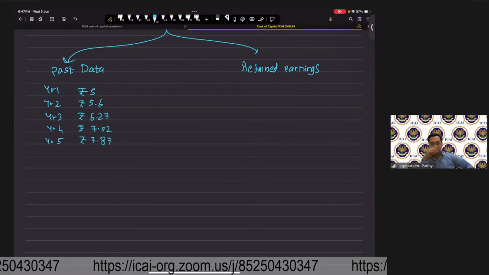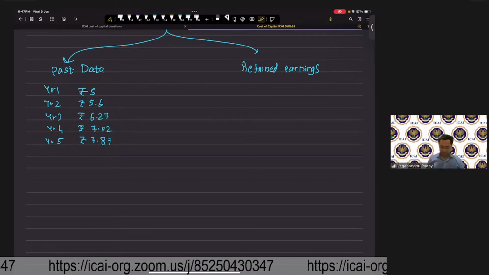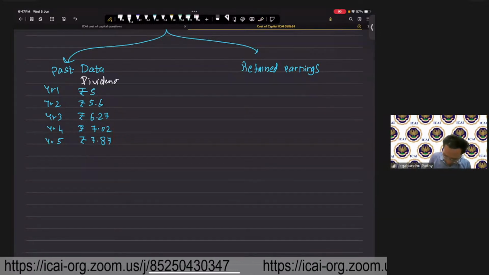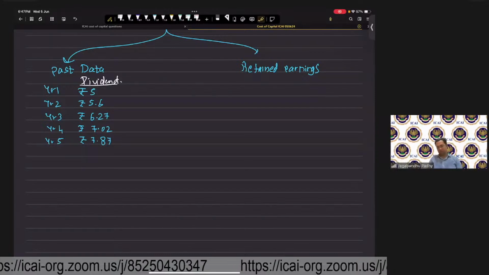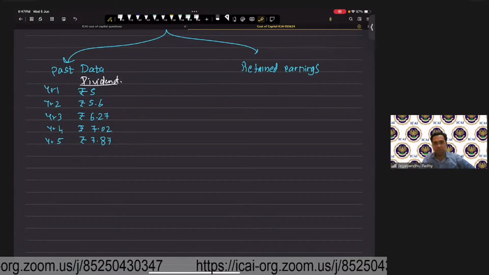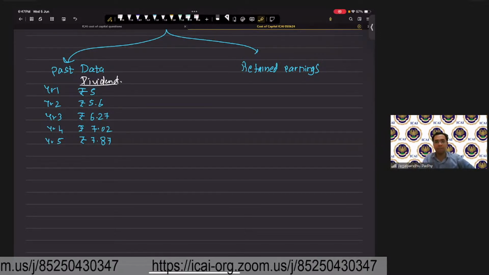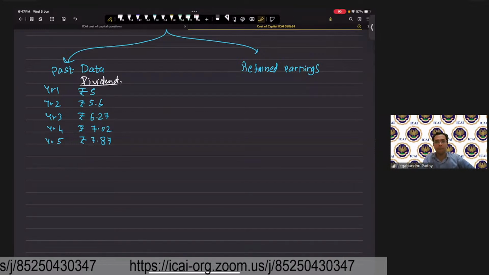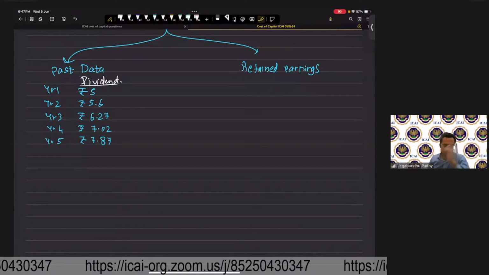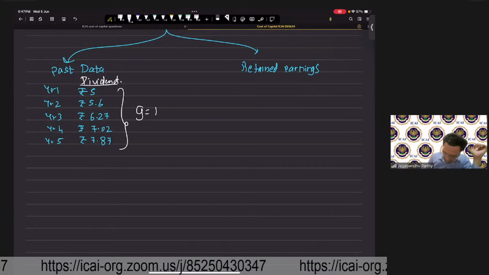Now, can you tell me, this pattern of dividend amount, what is the growth rate in dividend by mere observation? Just observe and tell me what is the growth rate in dividend that's happening. Perfect. It is 12%. Correct. So here, by observation, you can say that growth is 12%.